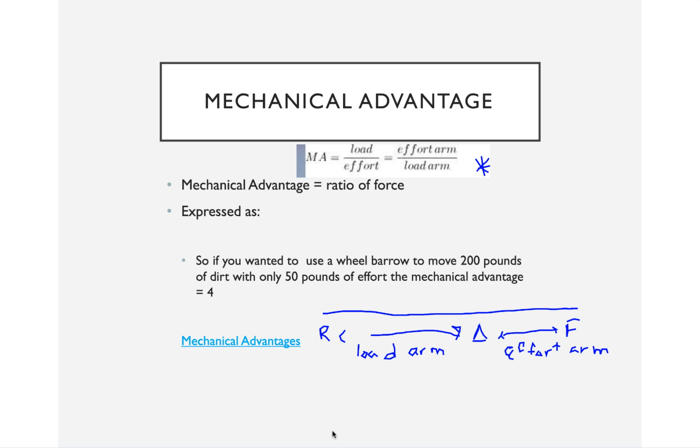So load arm would also equal resistance arm, RA, and effort arm would also equal force arm, FA. And I think what we'll see is a lot of the formulas will use the RA and FA. Hold on, repeat that for me. The load arm is the resistance arm, RA, and the effort arm is the force arm, FA.